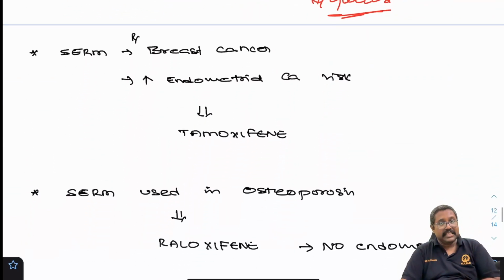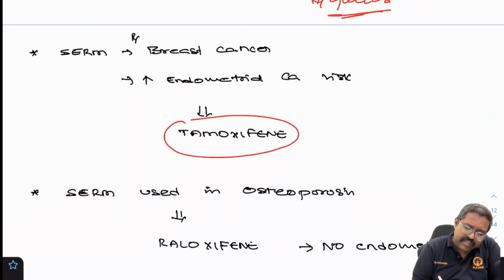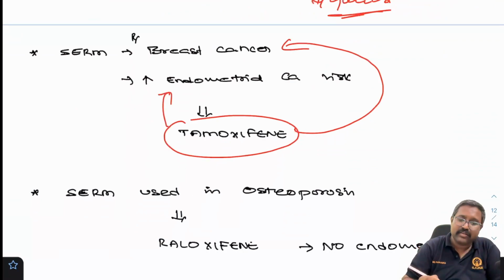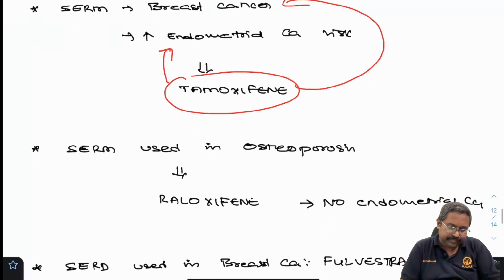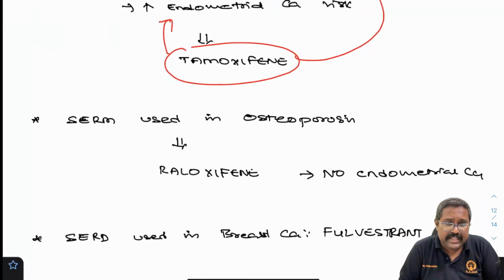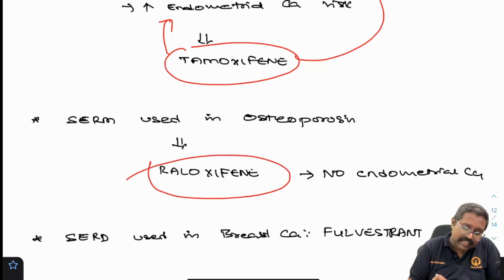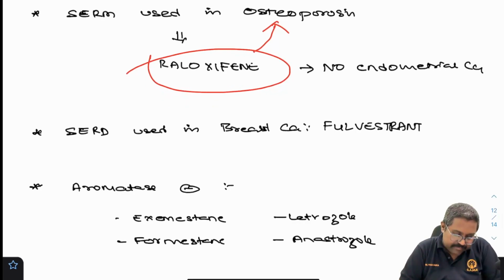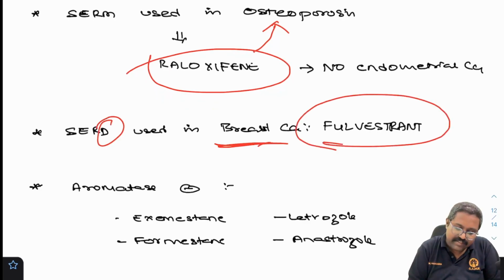Which is the SERM that is used for treatment of breast carcinoma. So we have tamoxifen which is used to treat breast carcinoma. One of the risks is it has got agonistic activity on the endometrium, which is going to increase the risk of endometrial carcinomas. Which is the SERM, selective estrogen receptor modulator, which is useful in the treatment of osteoporosis? We have raloxifene. Raloxifene is the SERM which is preferred for osteoporosis. So SERD, selective estrogen receptor downregulator, used in breast cancer, that is fulvestrant.